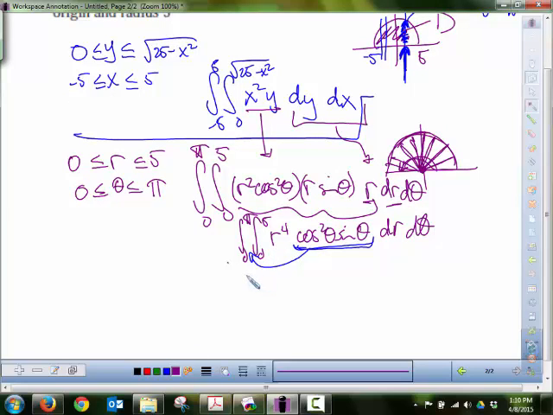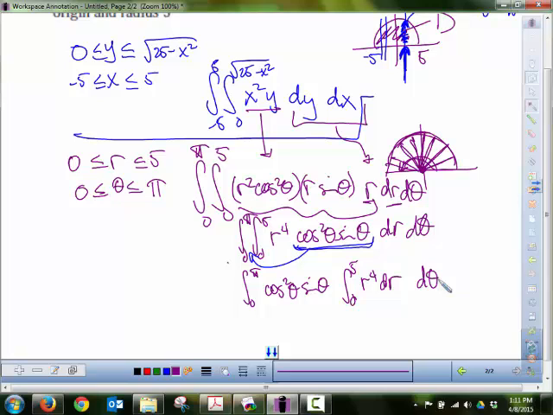So then that will leave me with integral from 0 to pi, and the constant with respect to r, cosine squared theta sine theta. I can't take it all the way out because it's a theta, and the outer integral has a theta. Then the integral from 0 to 5 r to the 4th dr, and then d theta. Right?